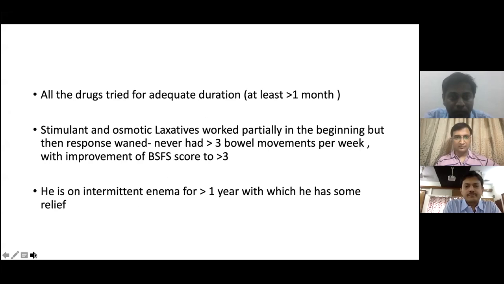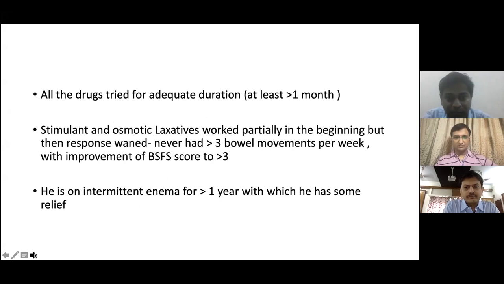All drugs have been tried for an adequate duration of at least a month. Stimulant and osmotic laxatives, he says, worked initially, but then the response waned. He never had more than 3 spontaneous bowel movements per week. However, he does say that the stool form had slightly improved to a score of more than 3. He has been on intermittent soap-water enemas, almost once per week for the past 1 year, with which he has some relief.